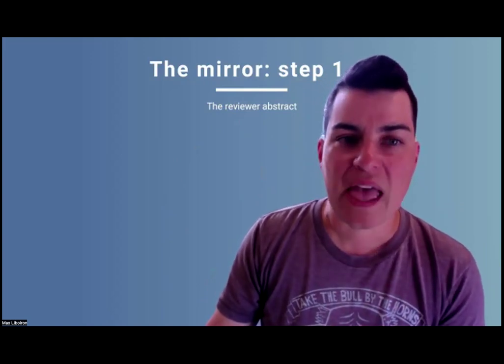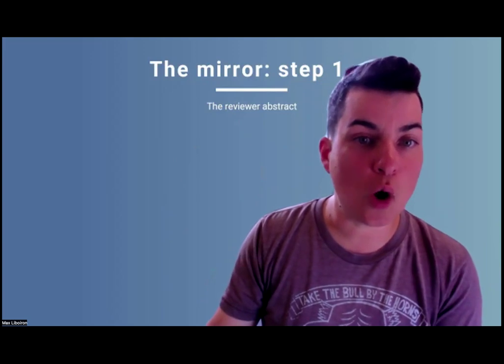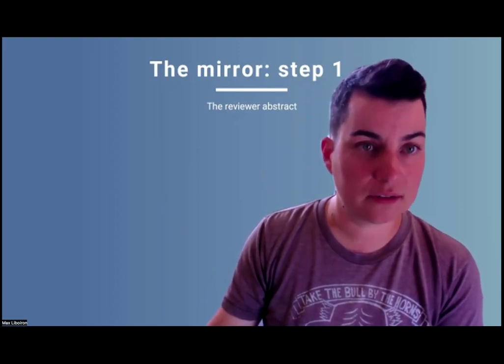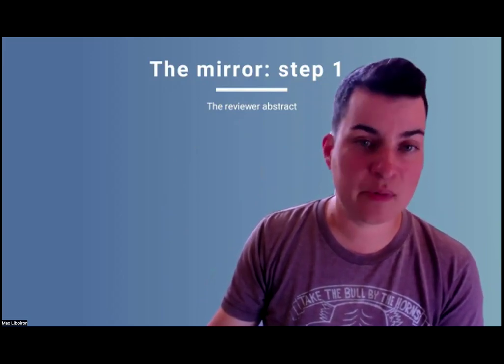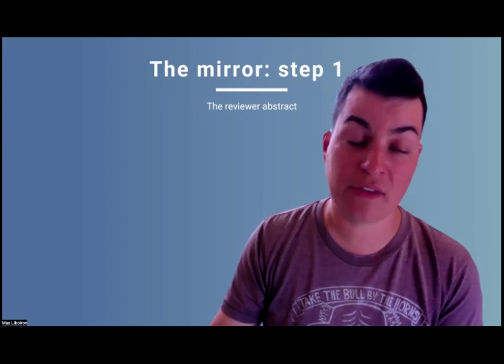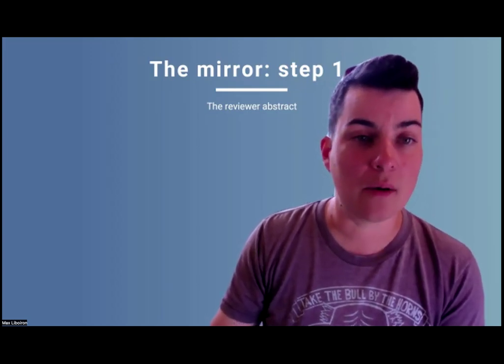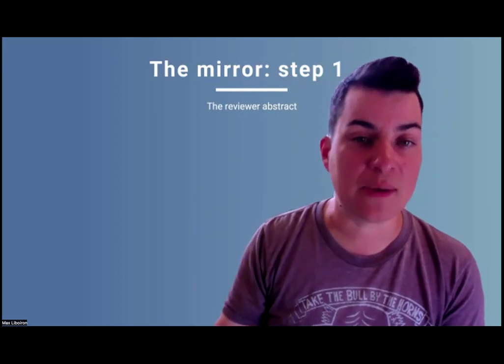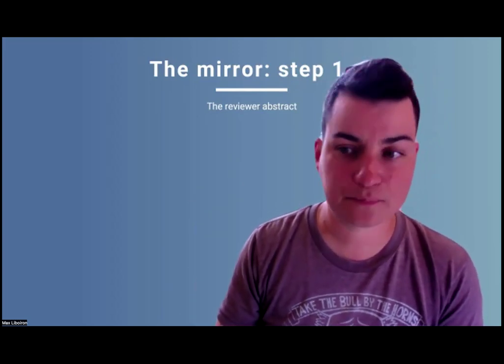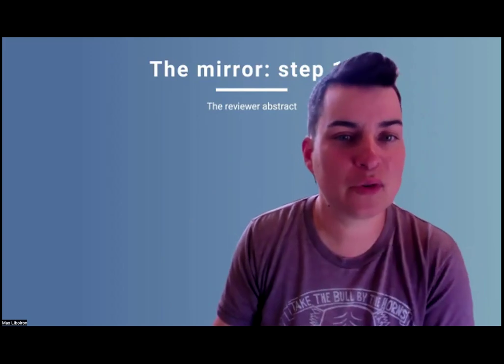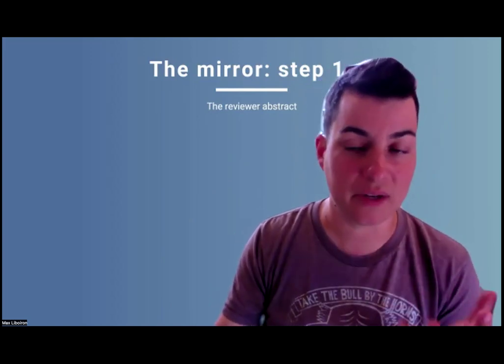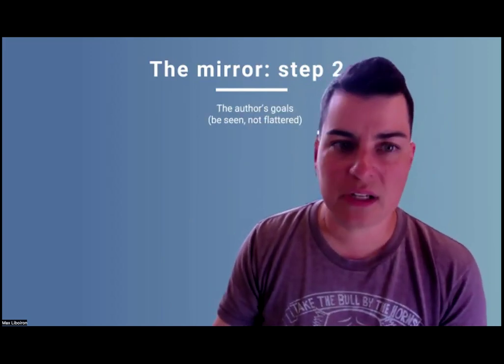There should be no judgment in it whatsoever. So whether you're rejecting the piece because it was the worst thing you've ever seen, or whether you're saying it's published without edits, both of which are very rare, the abstract should look the same in both cases. It might be a little shorter if it was a horrible piece, but yeah, there's no judgment.